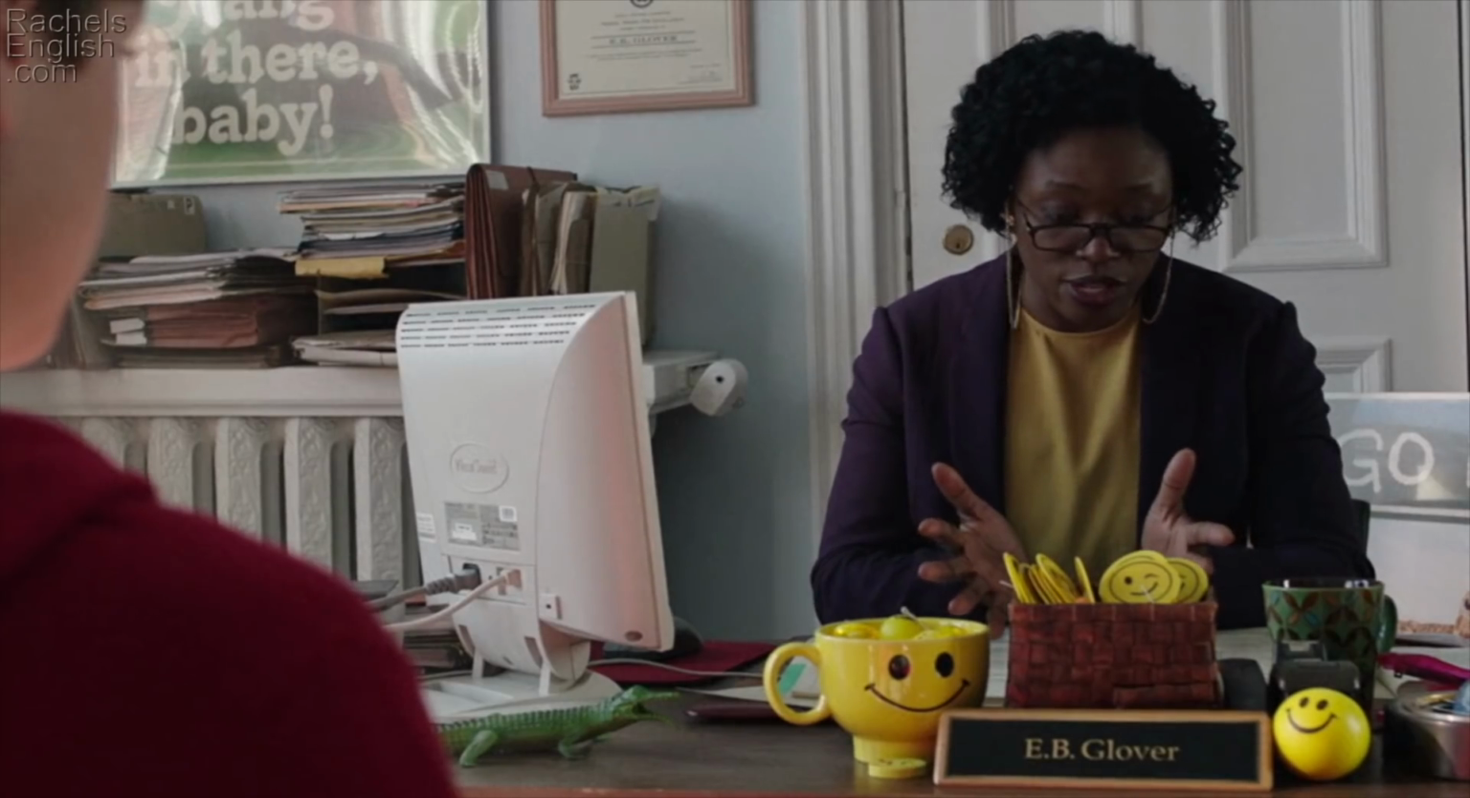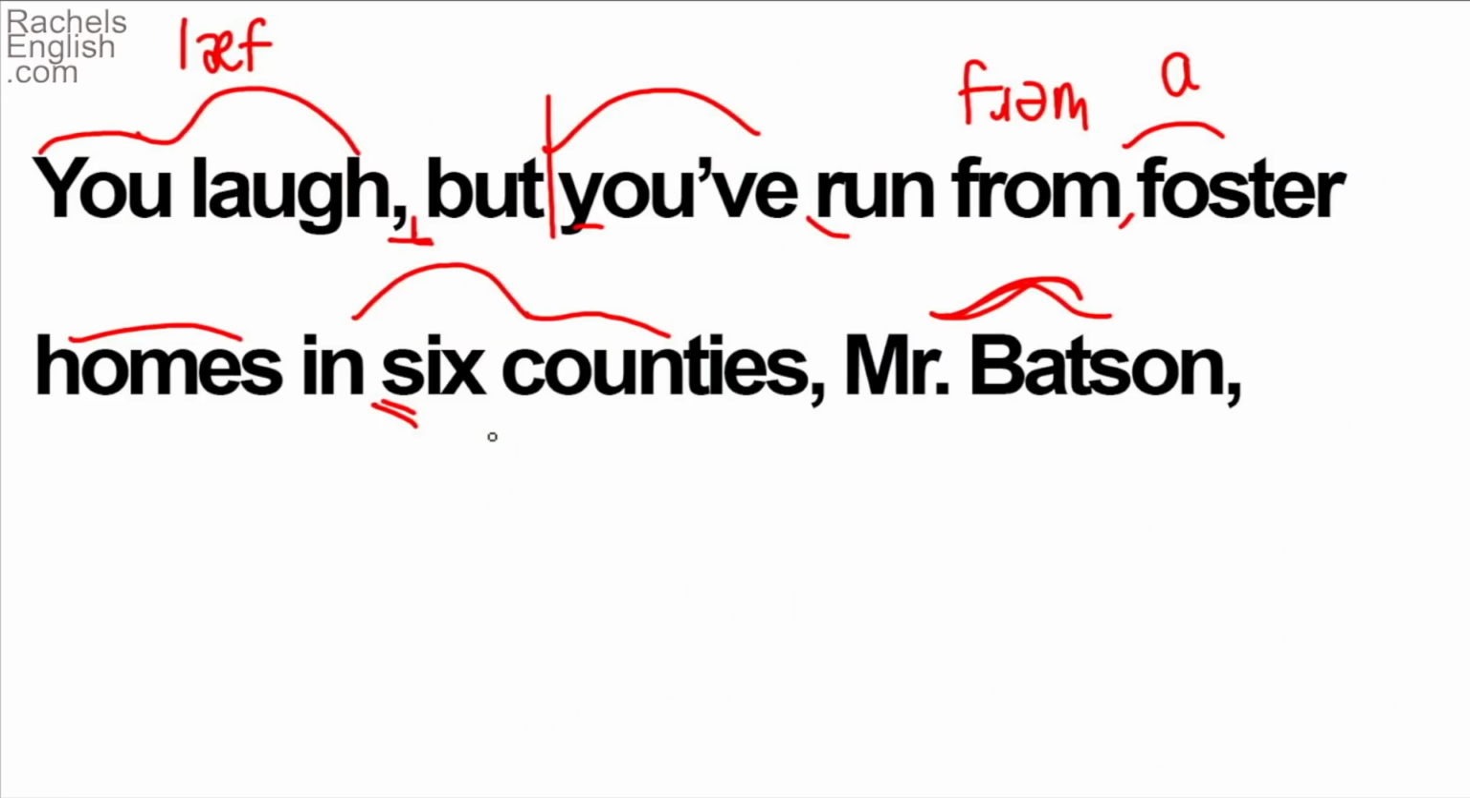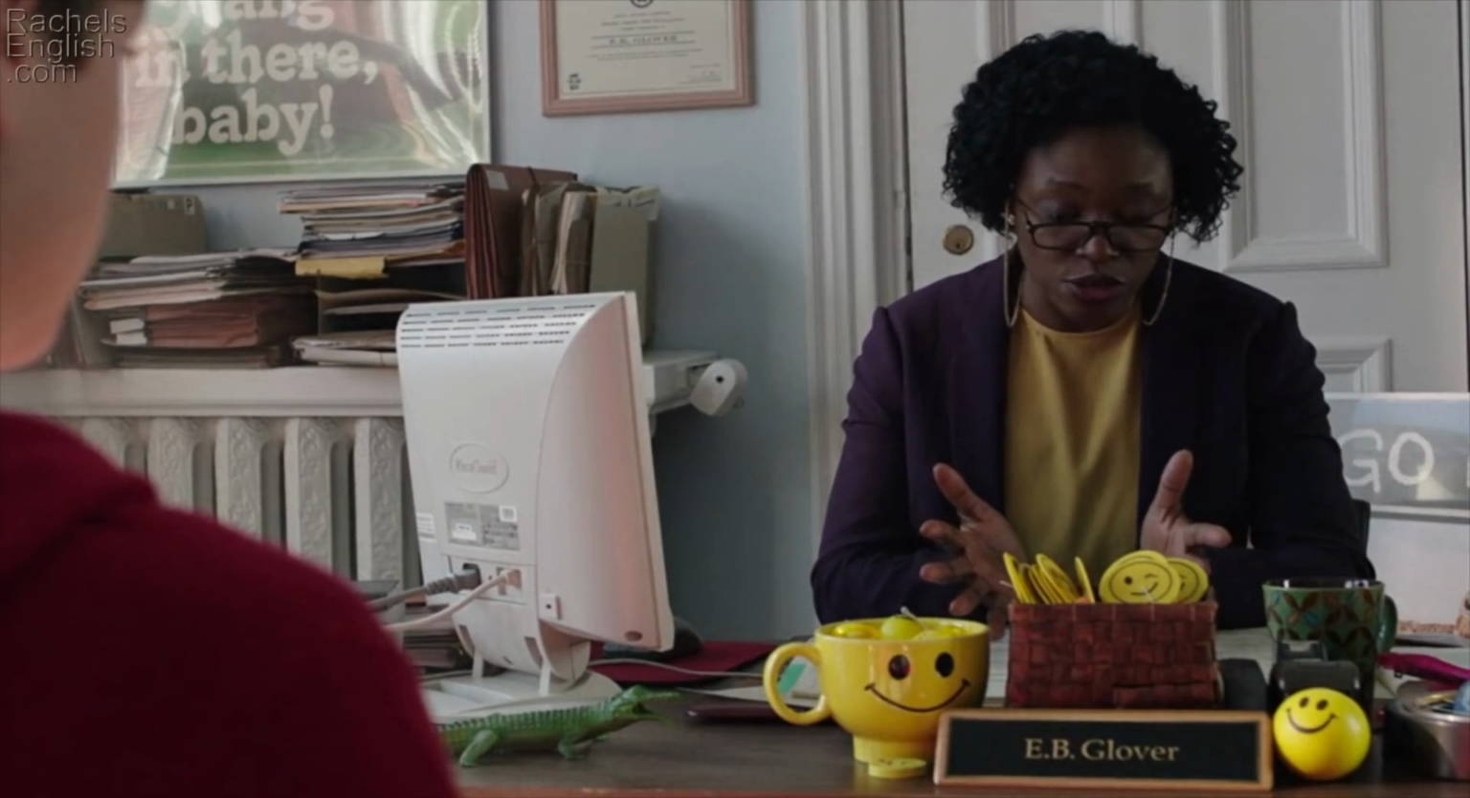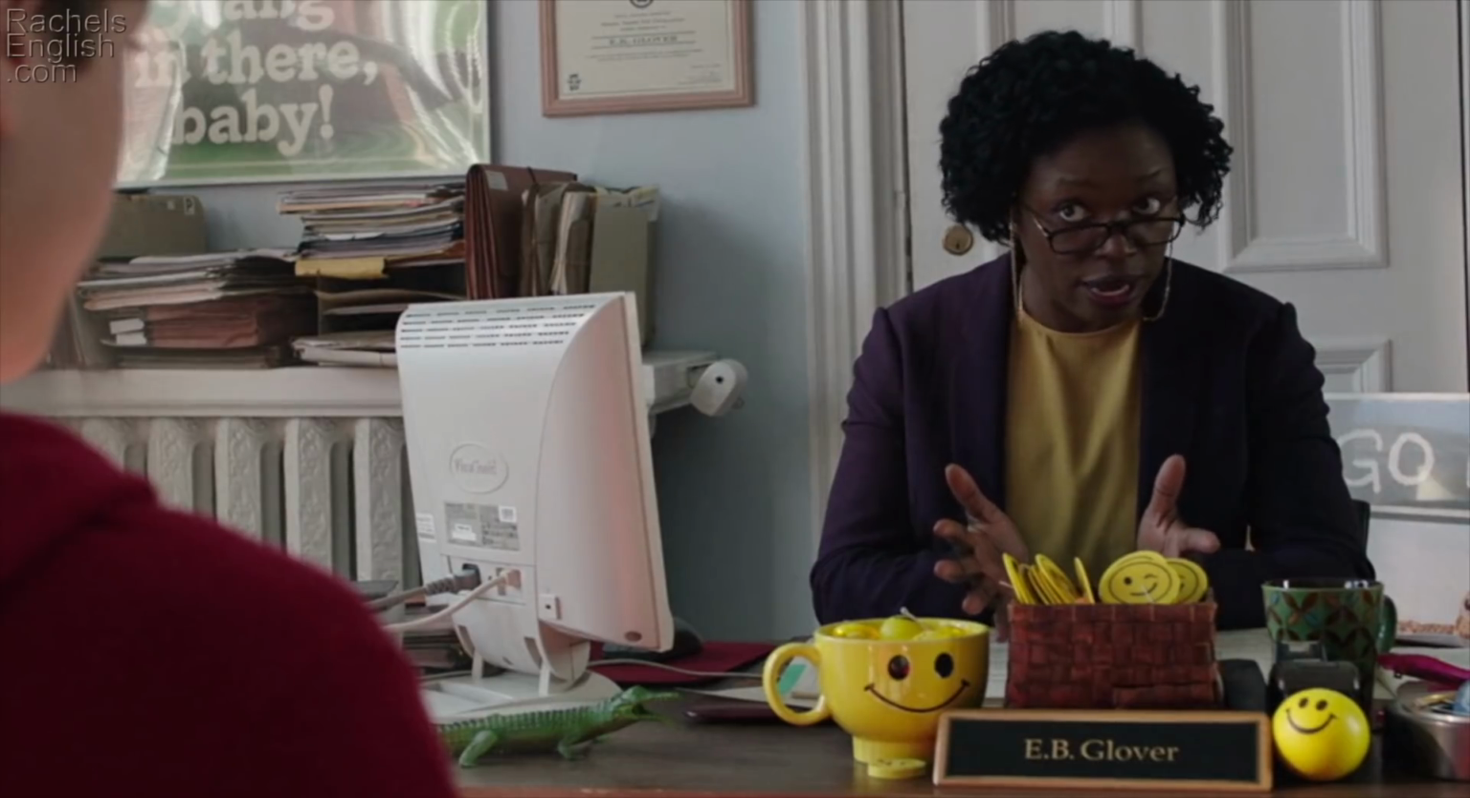From foster homes in 6 counties. Make sure everything's linking together. We don't want breaks. Foster homes, right from the R into the H. Foster homes in. That ending Z sound links right into the I vowel for in. Homes in 6 counties. And then I love how she holds that out. Holding out a beginning consonant can really stress a word. I mean, these are a lot of homes, a lot of places that he's run away from. 6 counties. Foster homes in 6 counties.